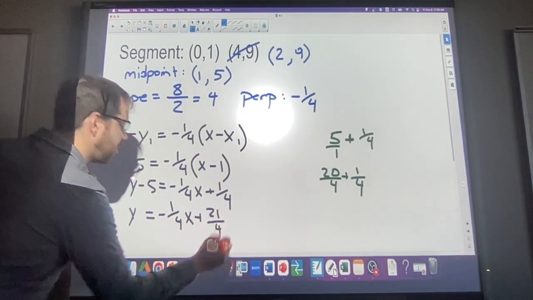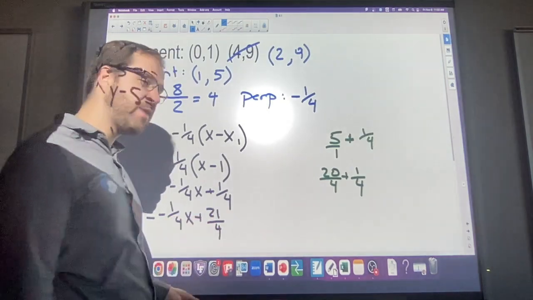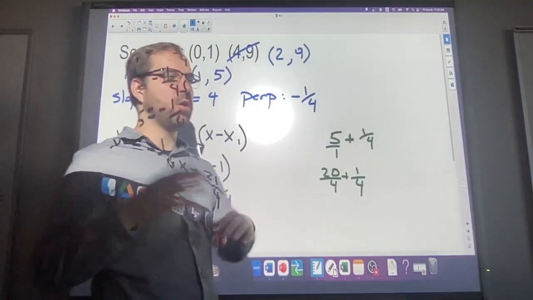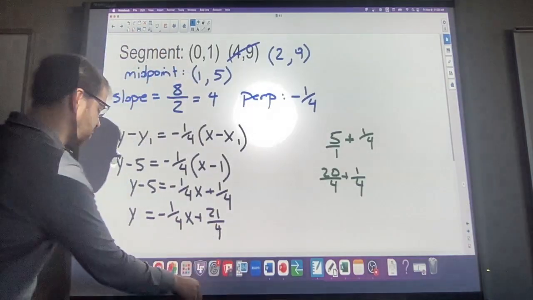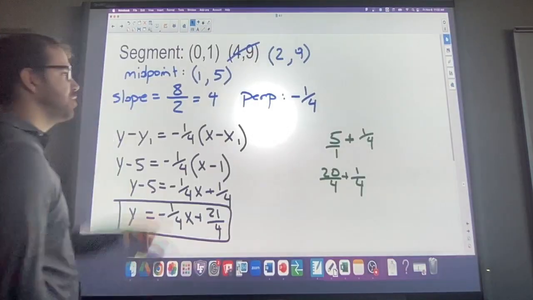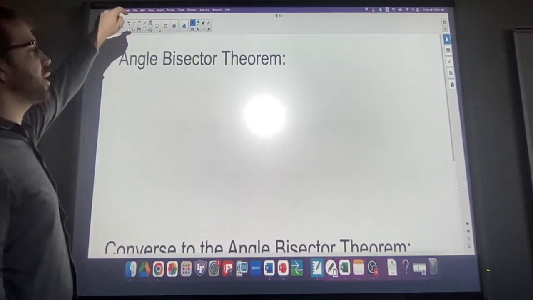If you wrote this as 5 1/4, that would be fine. However, as we get further into the year, that's not always going to work. Okay? So that'd be your answer. All right, had to change the problem a little bit, but there you go. That's how you do it without a graph, which is what I'm going to expect you to do.